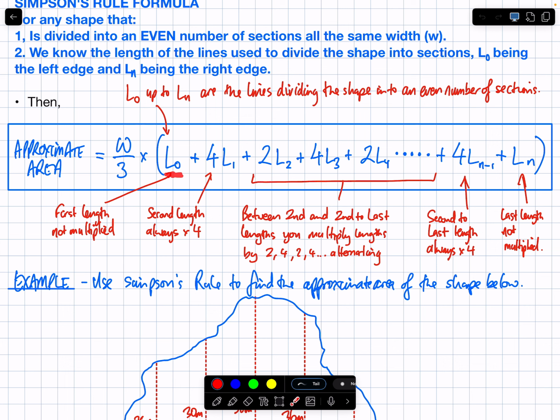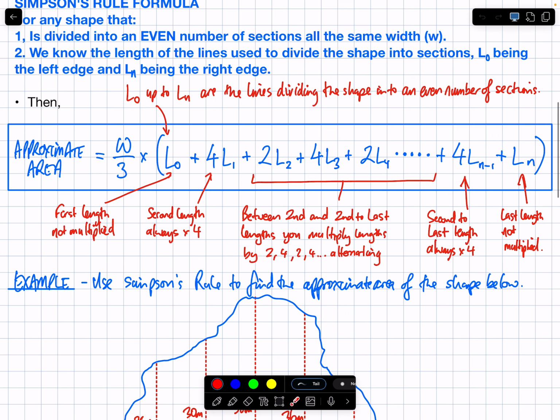L0 is the left edge of your shape. It's how long the left edge is. Plus 4 times by the next length. Plus 2 times by the next length. Plus 4 times by the next length. Do you see a pattern there of timesing by 4 and timesing by 2? That alternates. It goes 4, 2, 4, 2, 4, 2, 4, 2. All right? But if you've divided your shape into an even number of pieces, the second to last one is always going to be timesed by 4. And then the very last length is not timesed by anything.